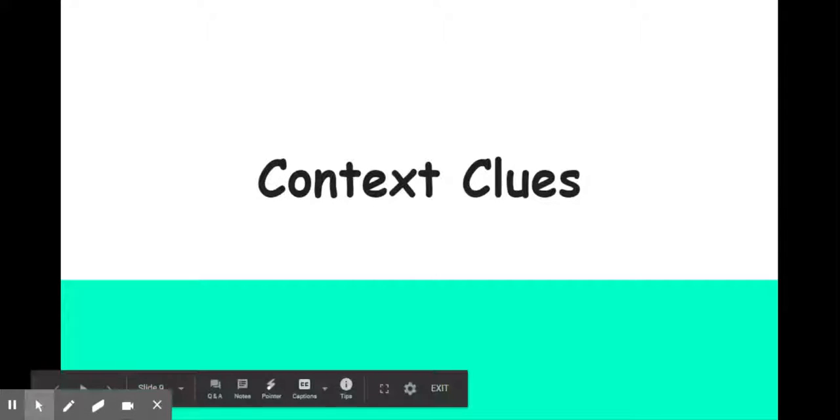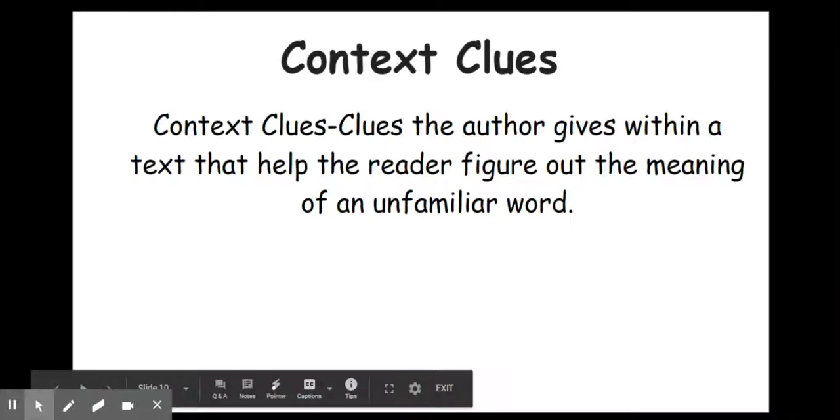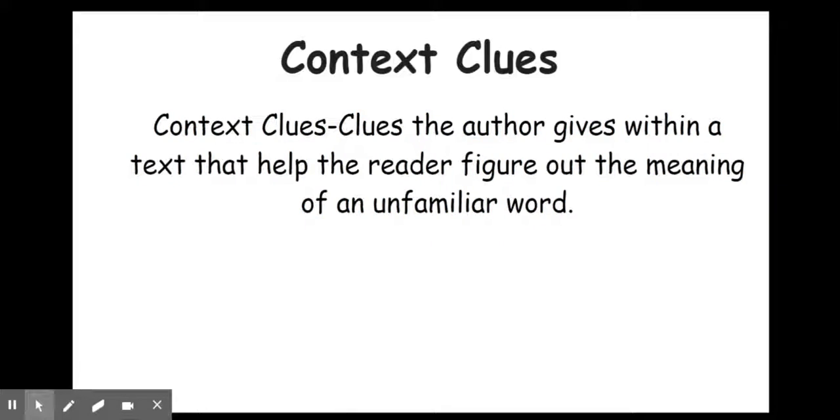Next, we're going to talk about context clues. This is a reading skill that can be used across any grade level. Context clues are clues the author gives within a text that help the reader to figure out the meaning of an unfamiliar word, a word that you do not know.